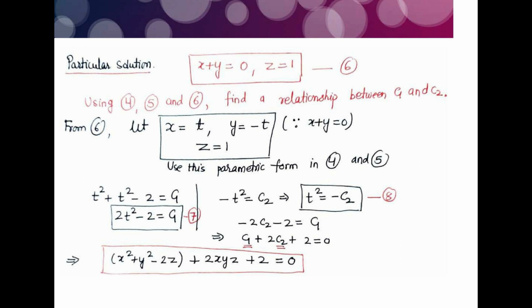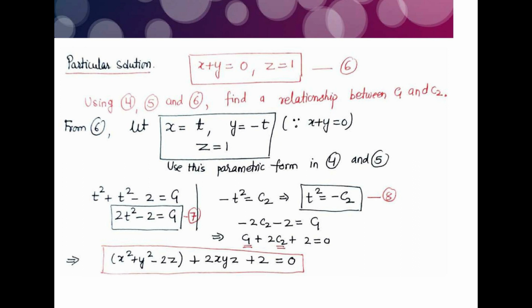Now use this parametric form in equations number 4 and 5, the two integral curves which we got from the auxiliary equations. In equation number 4, put x as t, y as minus t, z equal to 1. We get equation number 7. And in equation number 5, we again put the values of x, y, z in terms of t and the constant. We get equation number 8.